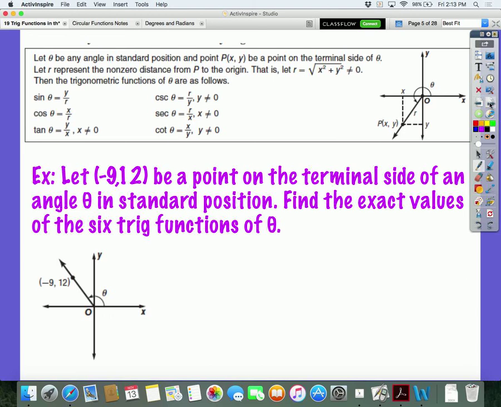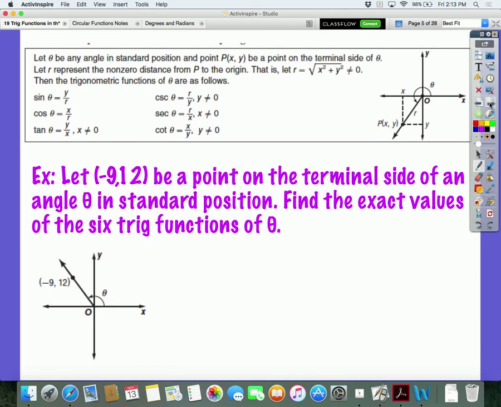We let r represent the non-zero distance from P to the origin. So from that point on your terminal side to the origin, the distance is r. And r is found by taking the square root of x squared plus y squared. It cannot equal 0. Okay? If that's the case, then the trigonometric functions of theta are defined as follows.